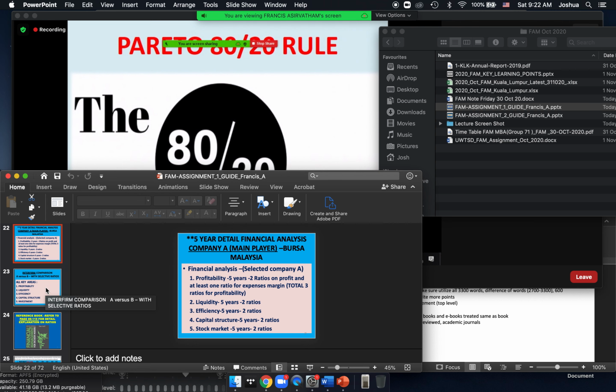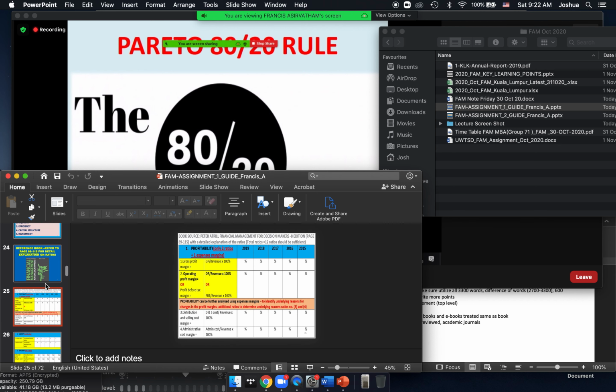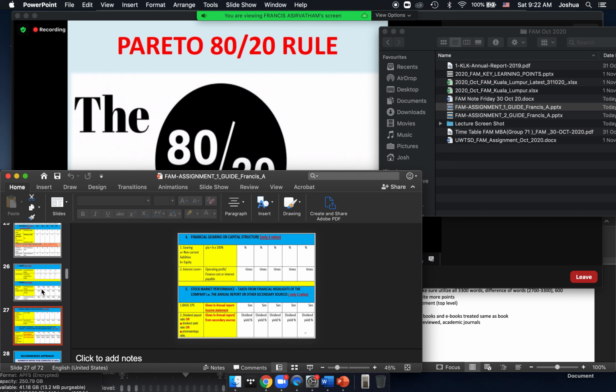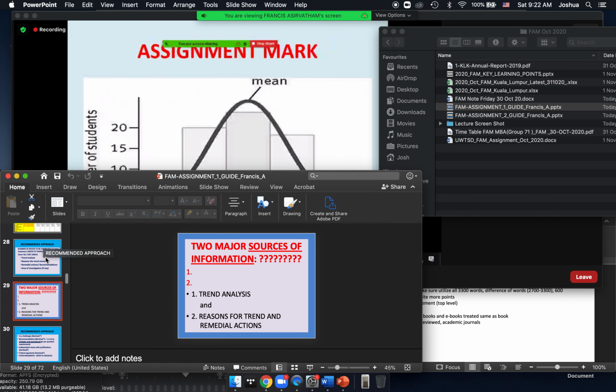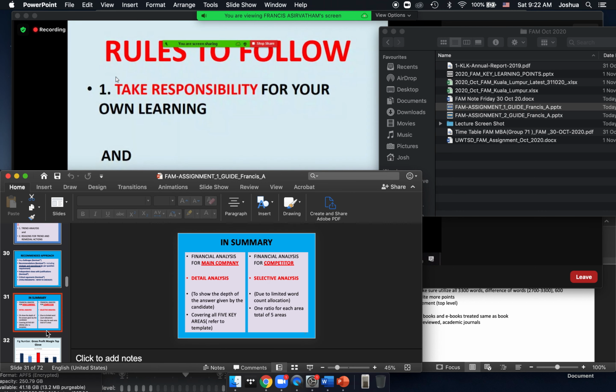In any organization, it's still the same. You go to any examination, still the same. The top 20% is different. So our focus is on the top 20%. There are several rules to follow. Rule number 1, we take responsibility for our work.